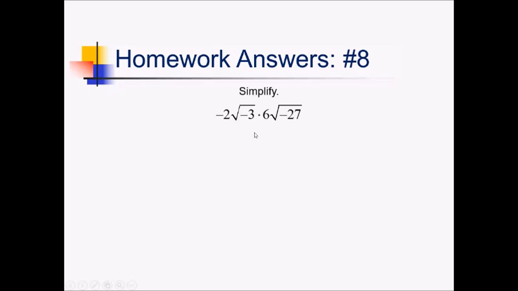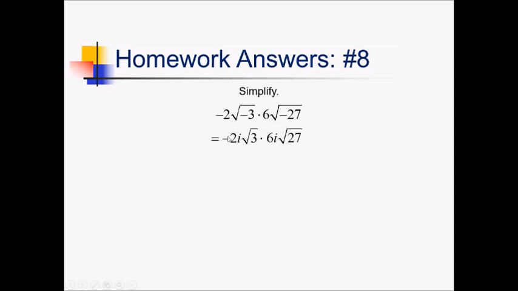To simplify this product of these radicals, before we multiply things together, we have to actually take out the i's to get rid of those negatives inside. So this first one I'm going to rewrite as negative 2i radical 3. And this next one will be 6i radical 27. Now I'll multiply the stuff that's outside together, and I'll multiply the stuff that's inside together.